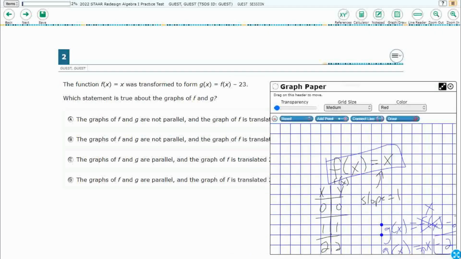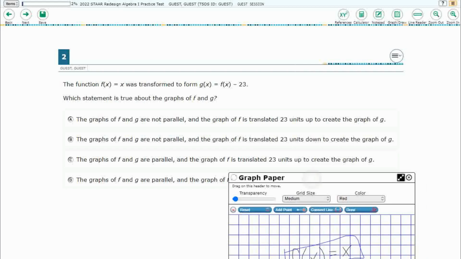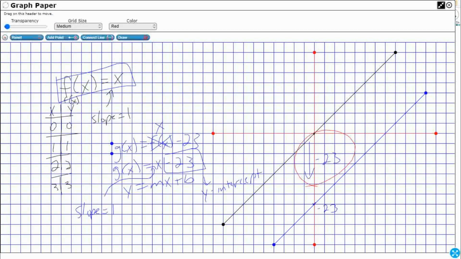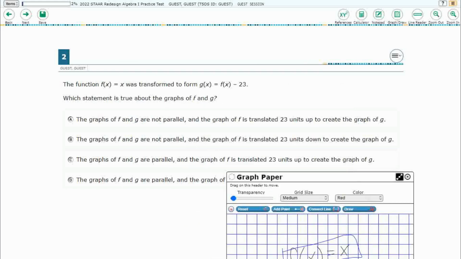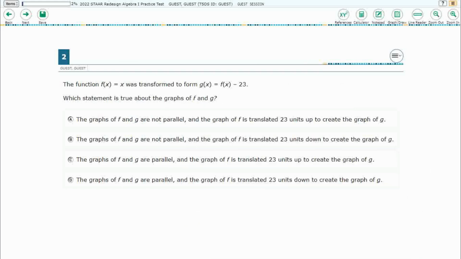Let's see if we can find that here. The graphs of f and g are not parallel, and the graph is translated up. They are not parallel, or parallel. That's the first thing. Well, those two are parallel. I just shifted it down. So it's not going to be A or B. C says they are parallel, but it's translated up. D says parallel, translated down. That's what I'm looking for.